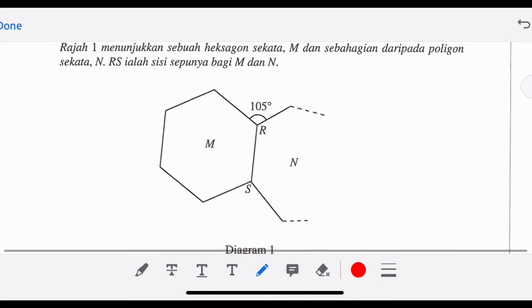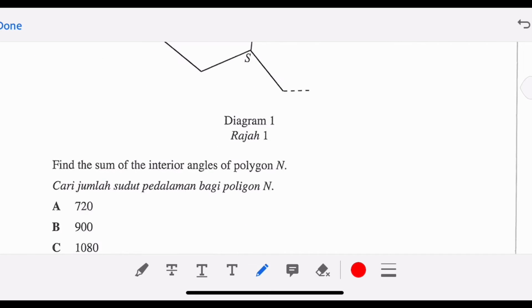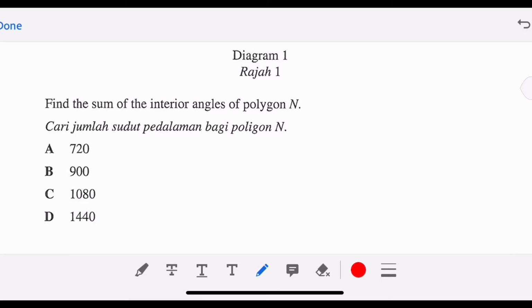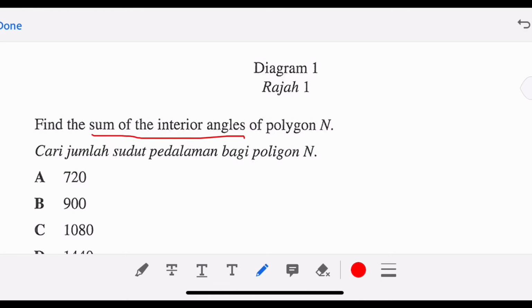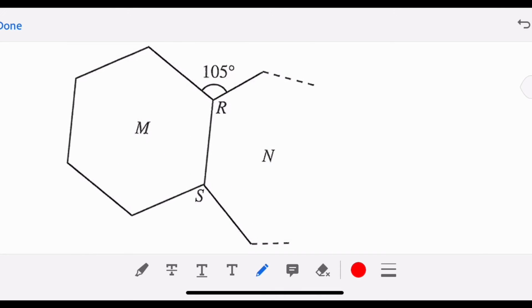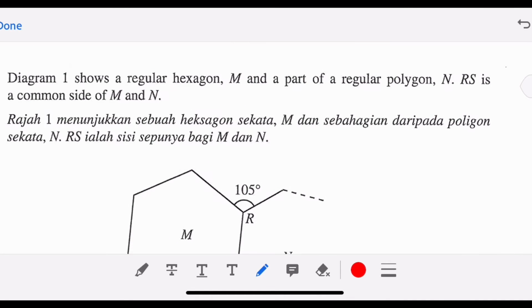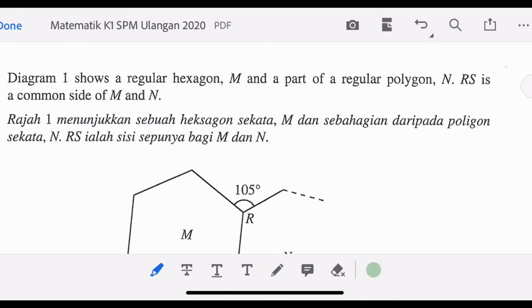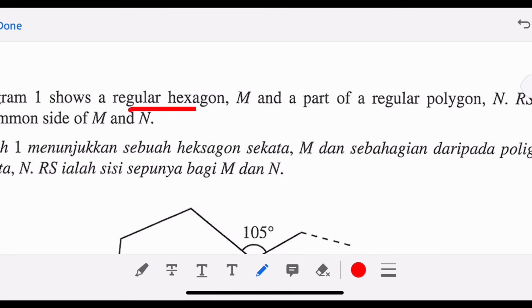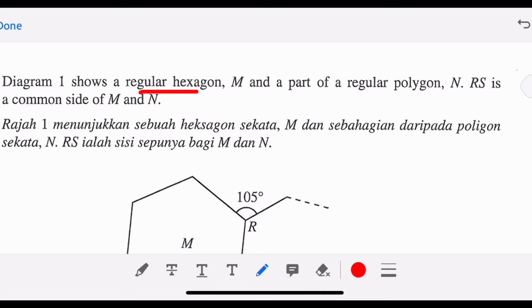For this one, you are given 105, and you are asked to find the sum of interior angles for polygon N. Okay, interior angles. So what is interior angles? So let's study the diagram. This is, according to the question, a regular hexagon. So the interior angle for the hexagon, you should know is 120, right?